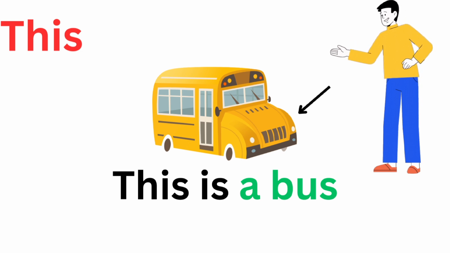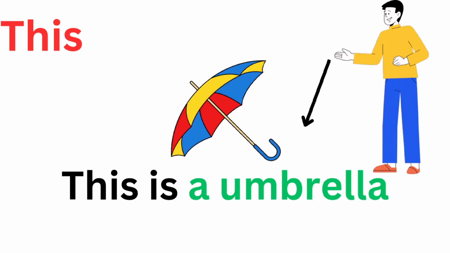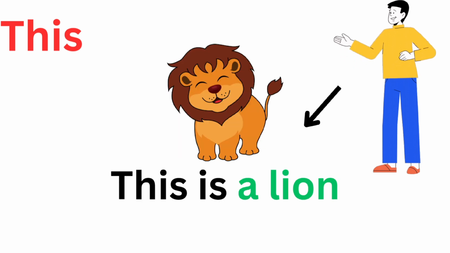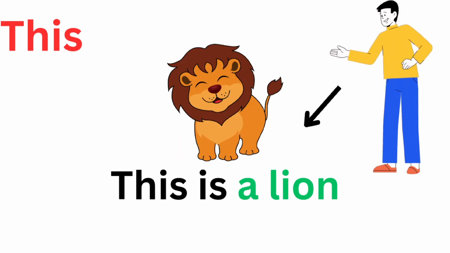This is a bus. This is an umbrella. This is a lion.